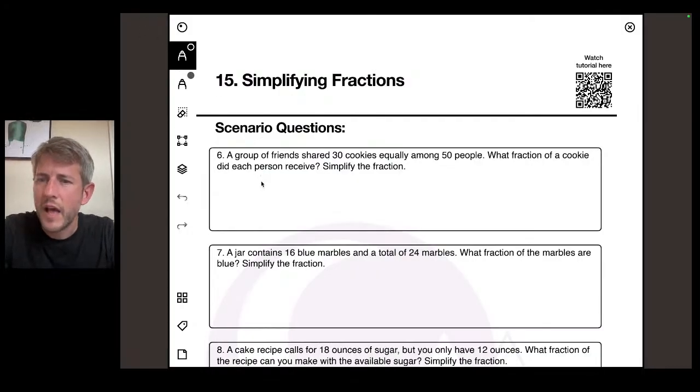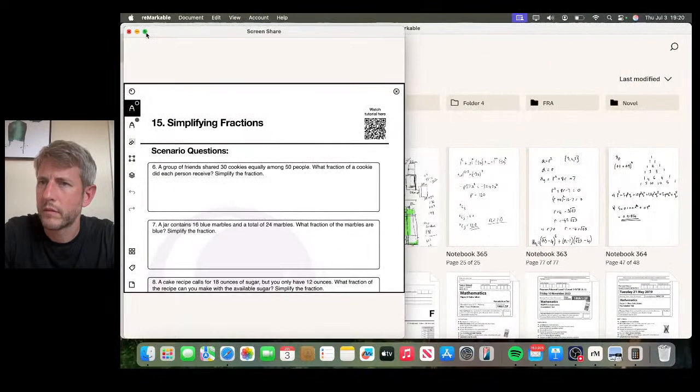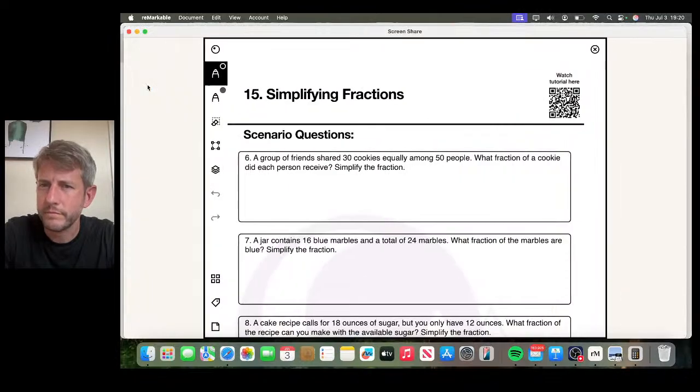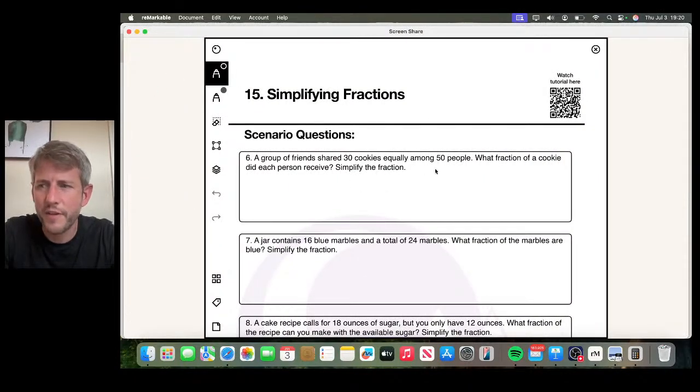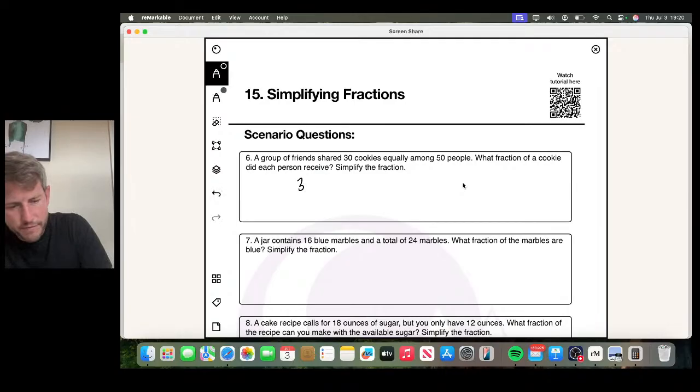This says, a group of friends shared 30 cookies among 50 people. What fraction of a cookie did each person receive? So they received 30 50ths of a cookie, which simplifies to 3/5.